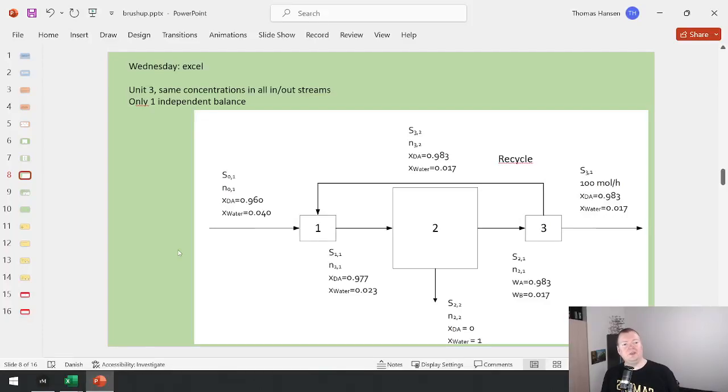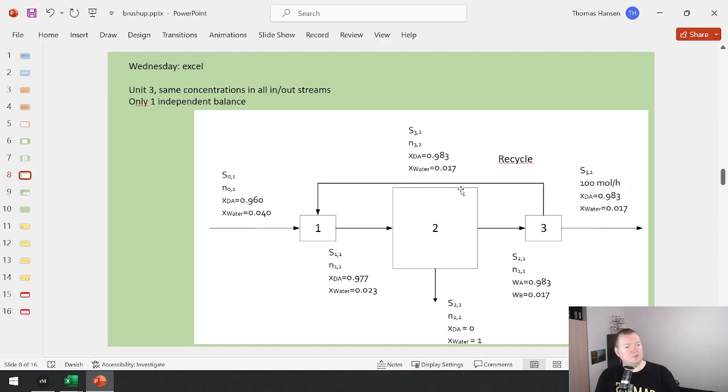The next one, we will take a look at how I set it up when I have this recycle stream. So this was the air conditioning, where we have some wet air entering. We want to dry the air, and we want to deliver 100 moles per hour to our customer, or to our room. So we have one unit operation that just mixes a couple of streams. We have a unit operation that removes some water. And then we have a split where we basically take this stream and split it into two.